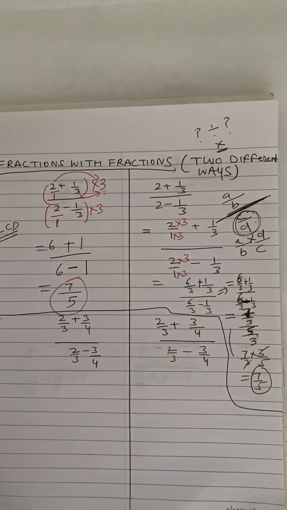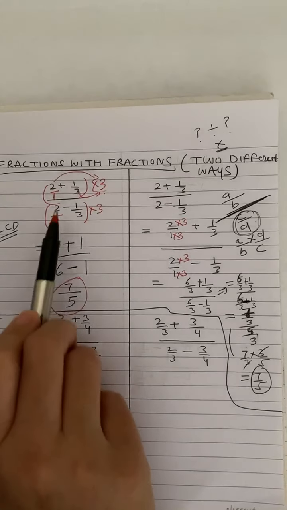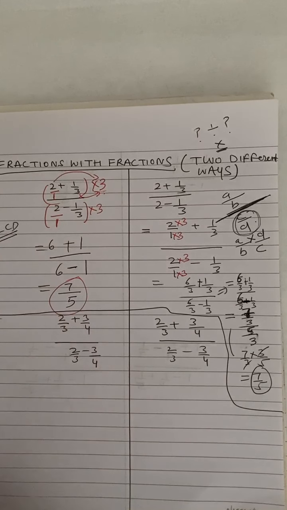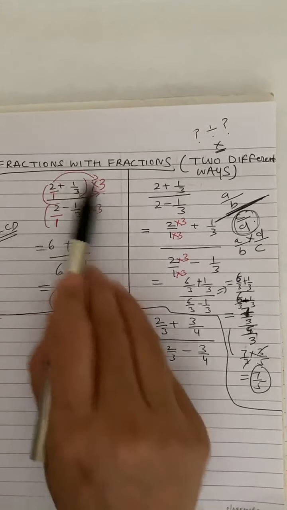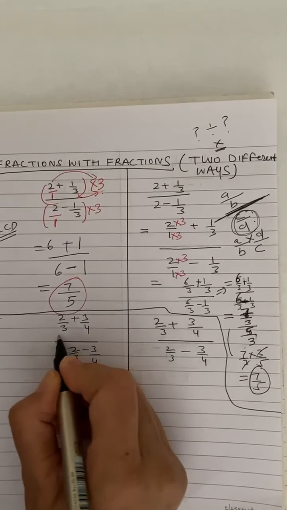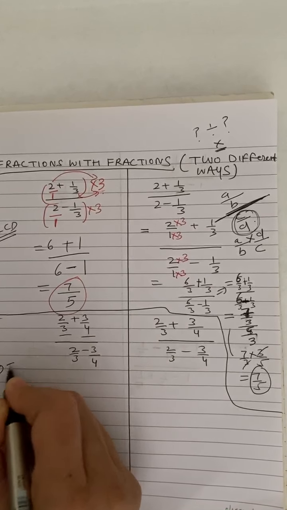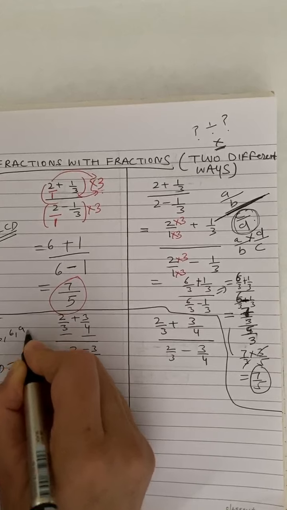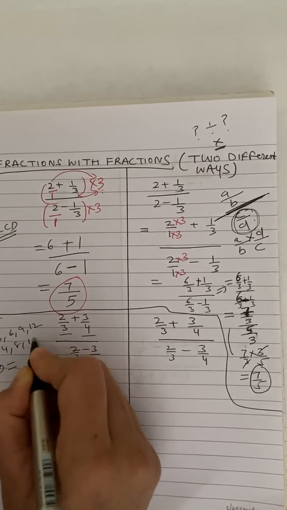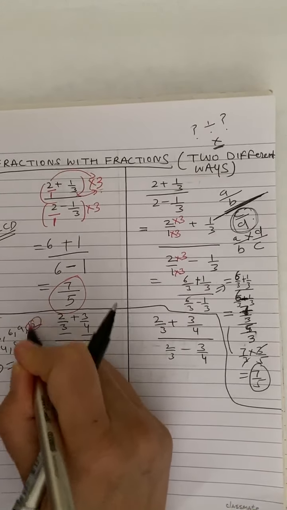So I'm going to do the next one, 2 over 3 plus 3 over 4. This question is slightly more difficult than the previous one, because there the least common divisor was 3, so we didn't have to do many calculations. In this case, if you take the multiples of 3: 3, 6, 9, 12, and of 4: 4, 8, 12.